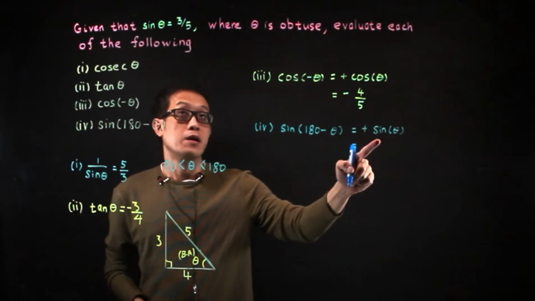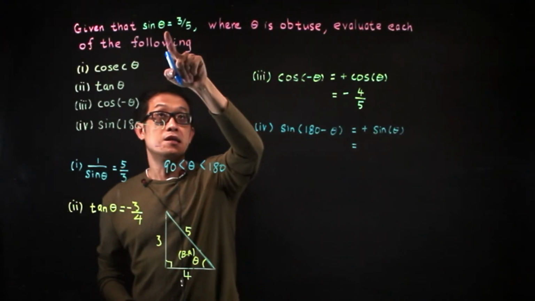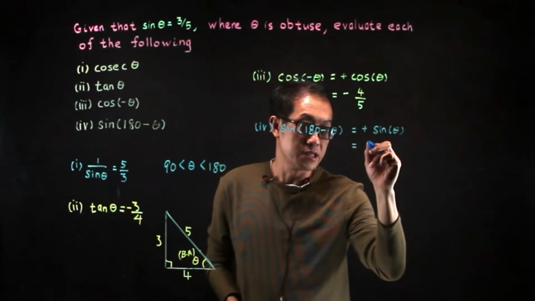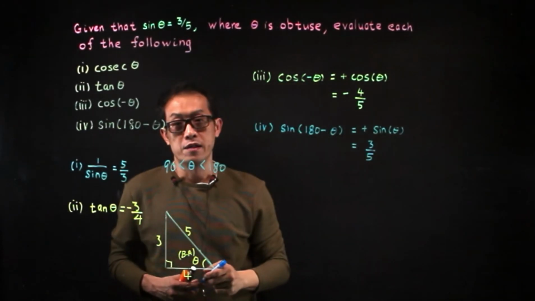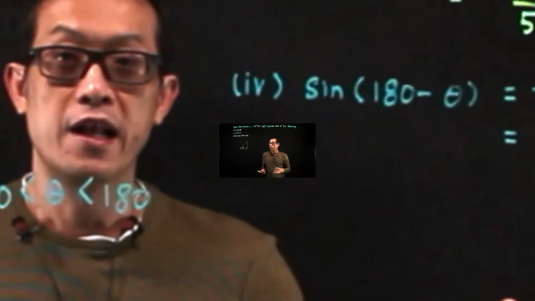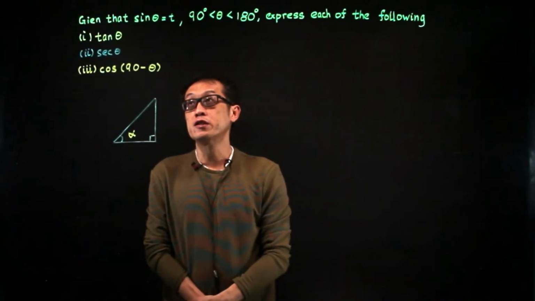Now, sine theta is 3 over 5. So this answer is simply 3 over 5. Now we have finished question 1. Let's move on to question 2.